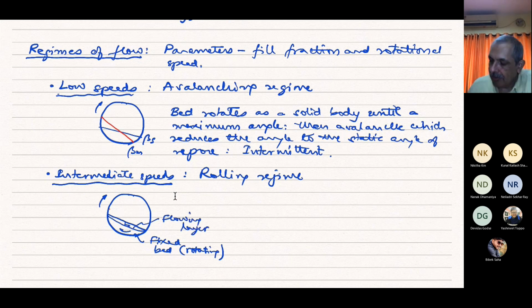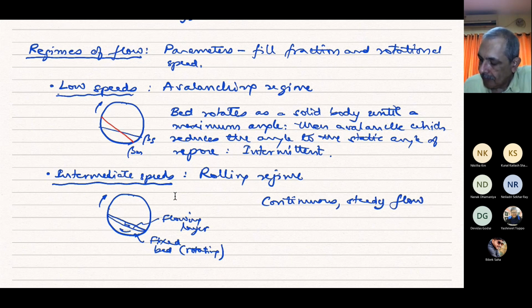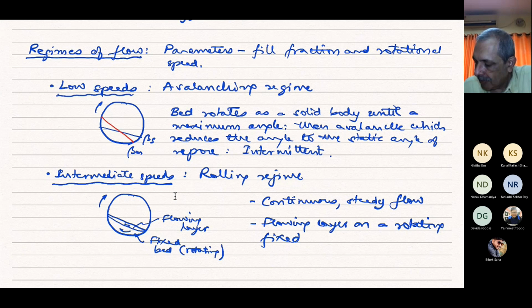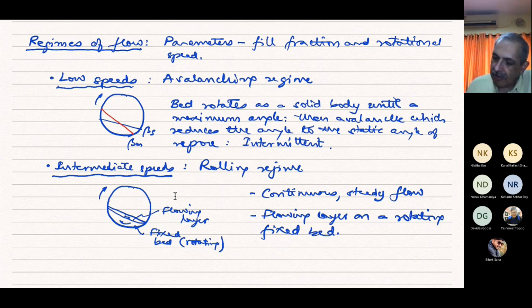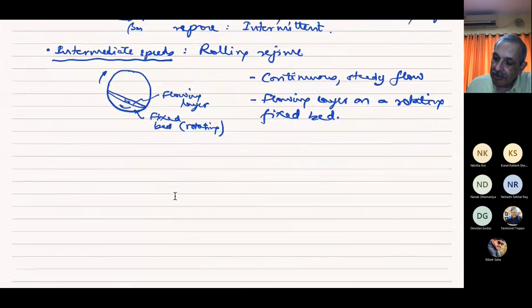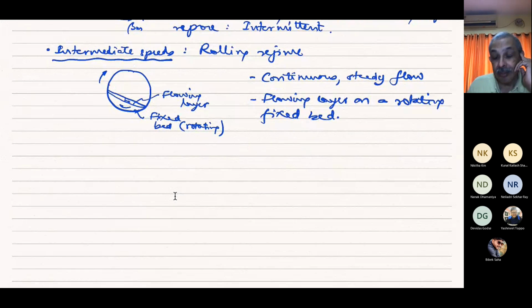And this is a flowing layer. Okay. So in this rolling regime, you have a continuous and steady flow, and then you have a flowing layer on a rotating fixed bed. And this is the one that we will be studying in more detail, because this again comes under the category of surface flow.